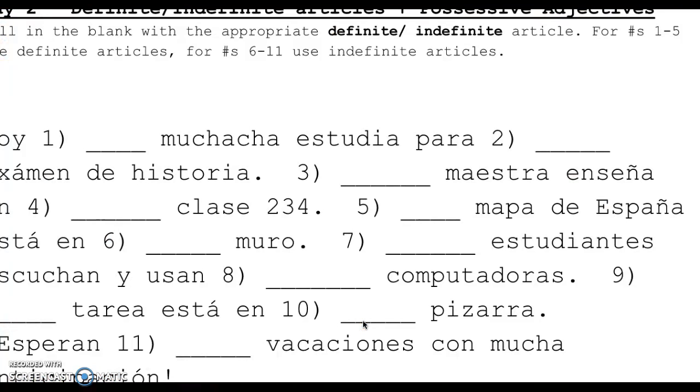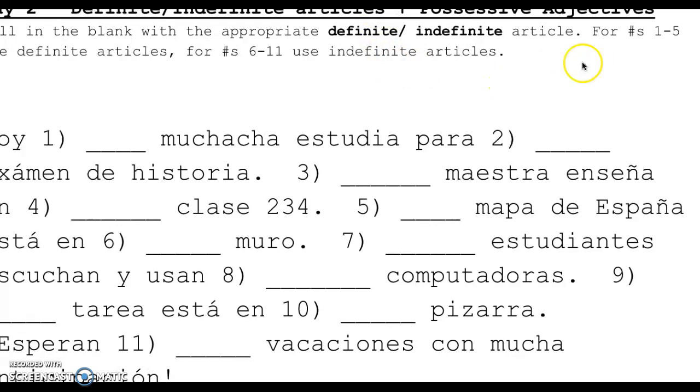Since I am not here today in school, you are going to be watching this video and then pausing it to fill in things appropriately. So up at the top of your paper for day 2, it should say Dia dos with a topic. You are filling in definite and indefinite articles. We'll add possessive adjectives to the second part.